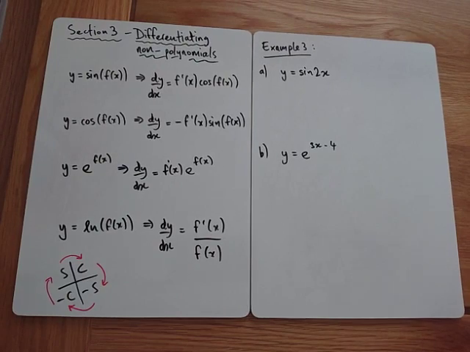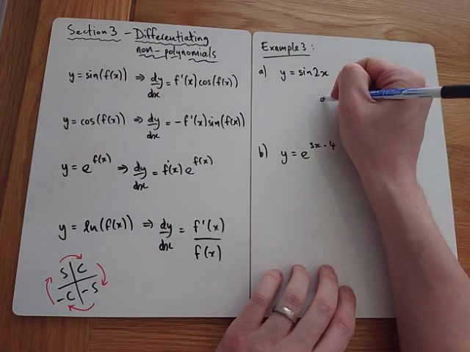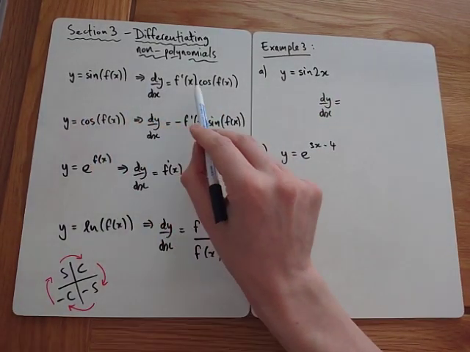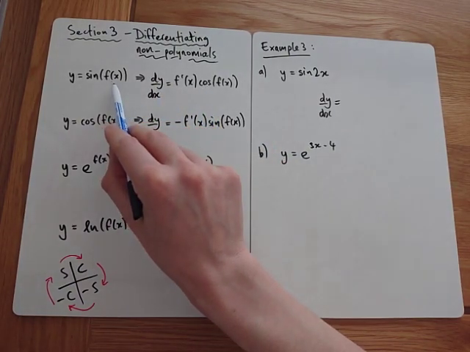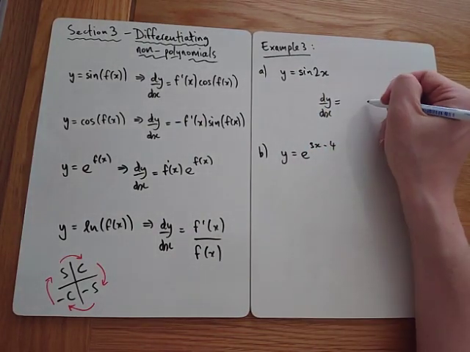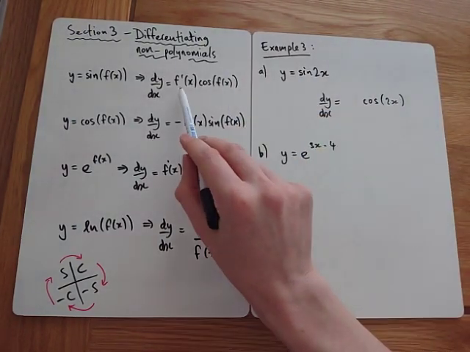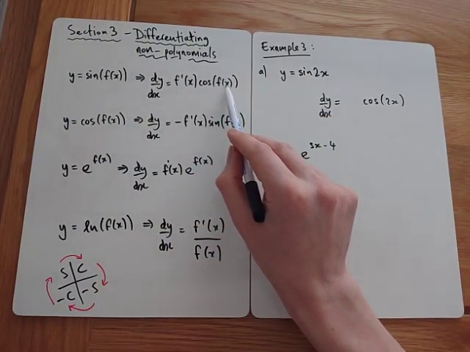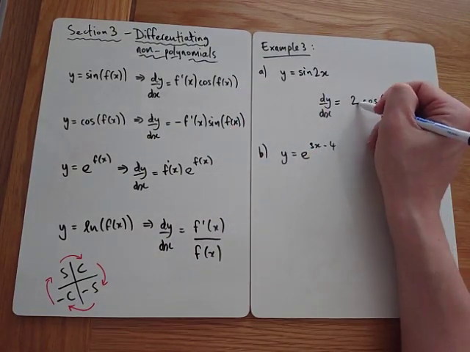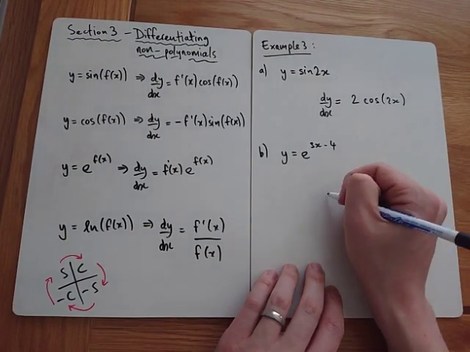Okay, so let's look at example 3 from the booklet. First of all, we want to differentiate y equals sine 2x. So we can use the shortcut. We know that sine differentiates to cos. The function inside is 2x, so that's not going to change. We're going to get cos of 2x. But what we have to multiply the front by is the derivative of what's inside. If I differentiate 2x, I'd get 2. So the answer would be 2 cos 2x. Next one.